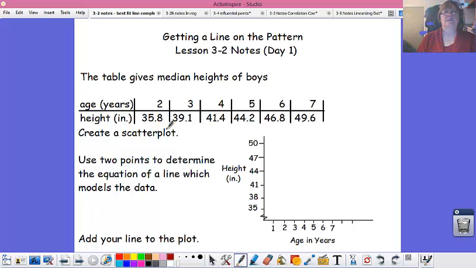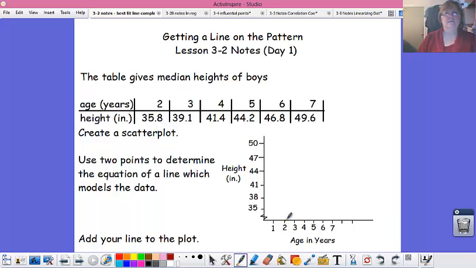Hi, today we're going to start a 2-day lesson about getting the quote-unquote best fit line for a data set. And today we're going to use the table that you see here that gives the median heights for boys aged from 2 to 7. Our first job is to make a scatter plot, and when we do this by hand that's going to be a little bit of a guesstimation, but that's okay.